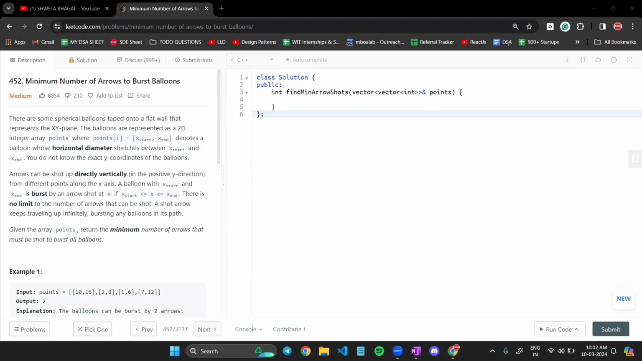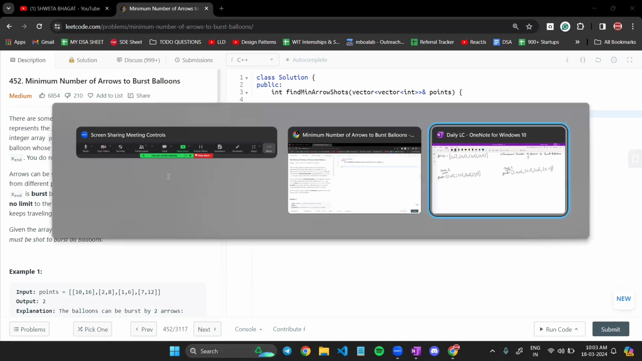Hey everyone, today we are going to solve the Daily LeetCode challenge of 18th March 2024, and the problem statement is minimum number of arrows to burst balloons. So let us first understand the problem statement.